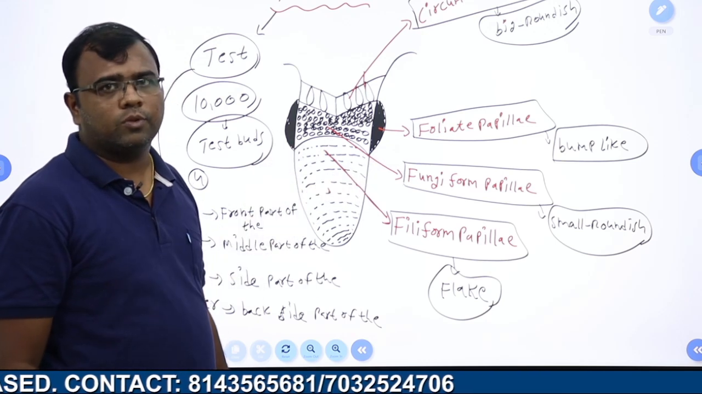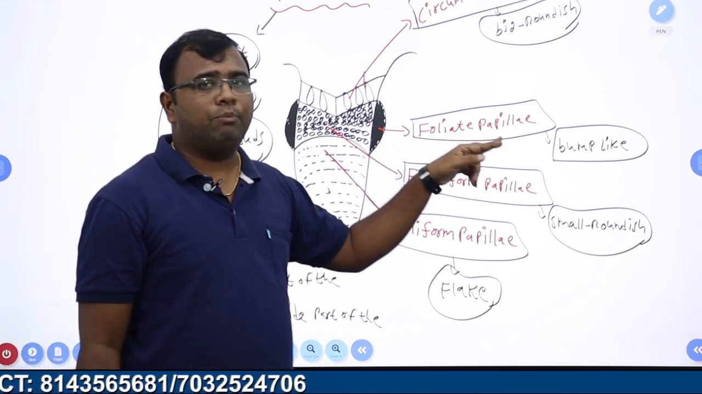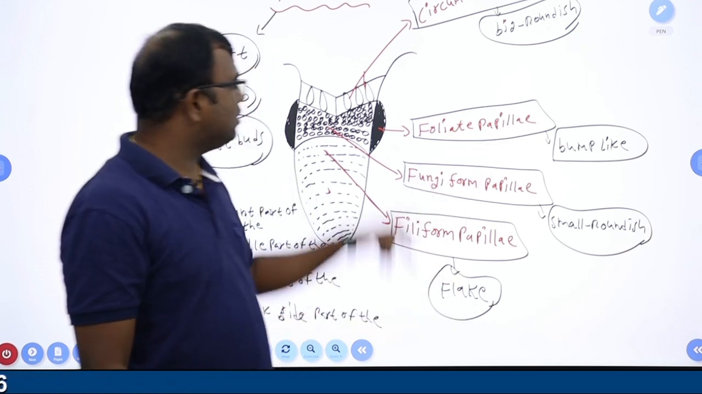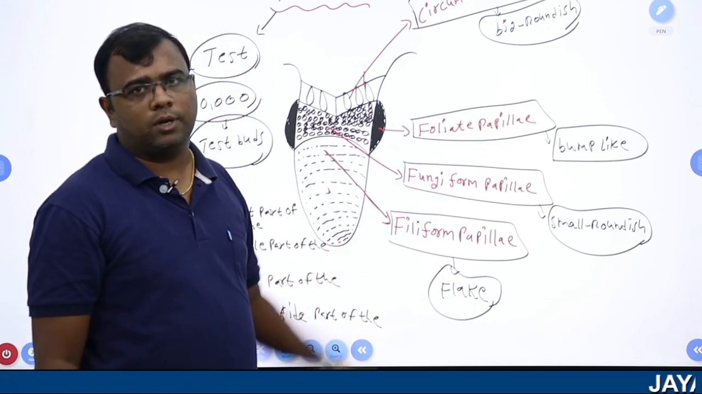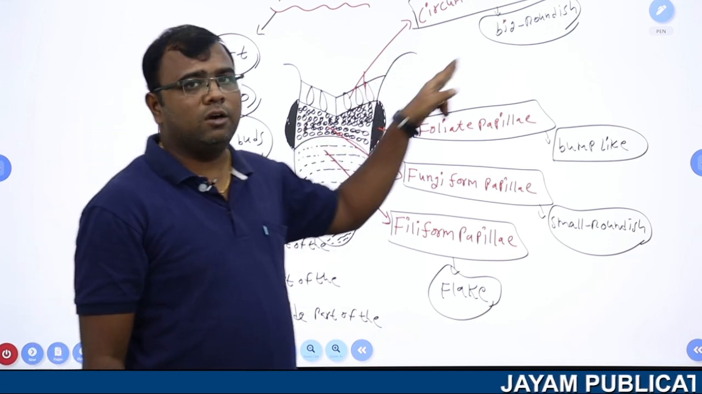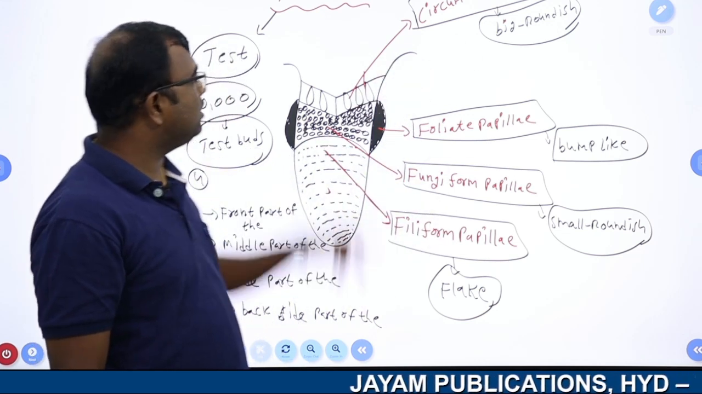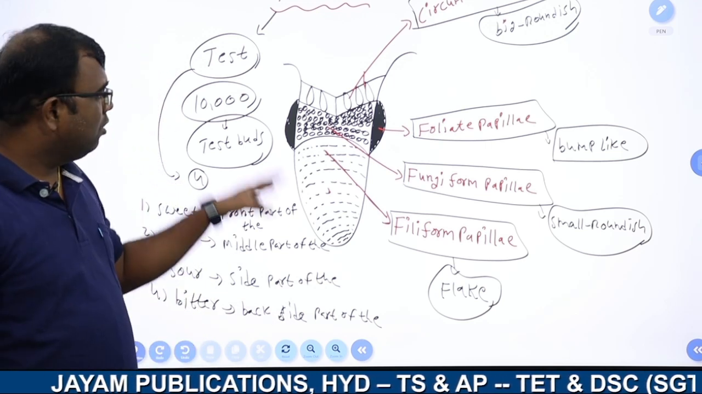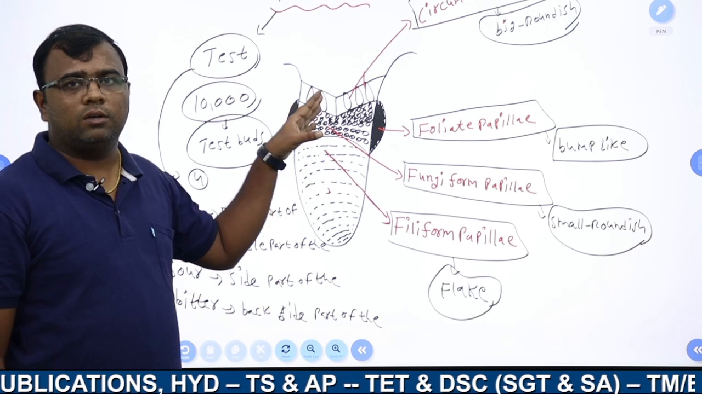In a tongue, small roundy structure, that is also called which part? Fungiform papillae. In a tongue, bump-like structure, that is also called which part? Foliate papillae. In a tongue, big roundy structure, that is also called which part? Circumvallate papillae. These are the 4 main parts of the tongue.